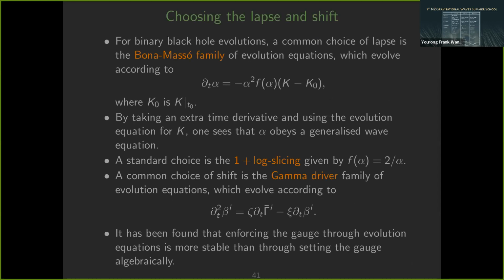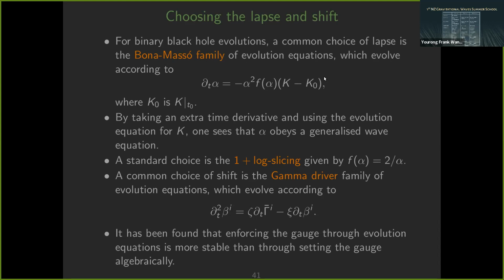So that's the system. What do people choose for the lapse and shift? Well, there's the Bona-Massó family of equations, which evolves the lapse using a derivative. I think I spoke a little bit yesterday about this SAT method, which is a way of imposing boundary conditions by putting the wanted value inside a derivative rather than just shoving the value in directly. This is sort of a similar thing: the alpha is completely free, right? It's fully gauge. So there's no reason why you can't say it satisfies this equation.